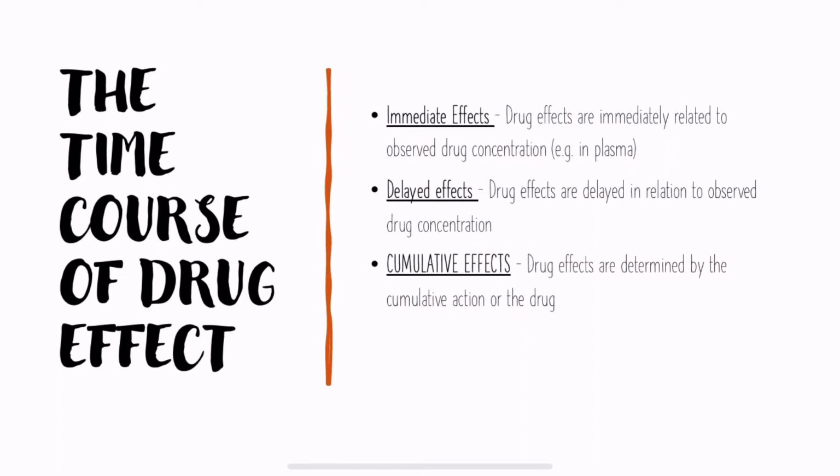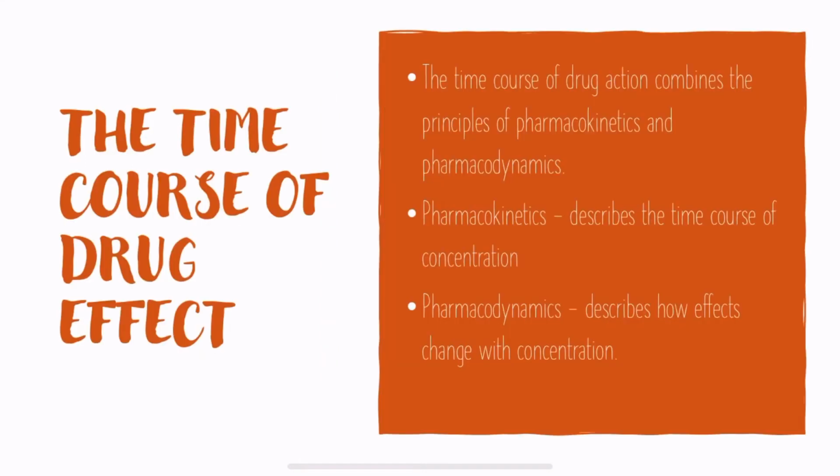So the time course of drug effect. Immediate effects: drug effects are immediately related to observed drug concentration, for example in plasma. Delayed effects: drug effects are delayed in relation to observed drug concentration. And cumulative effects: drug effects are determined by the cumulative action of the drug. So, the time course of drug action combines the principles of pharmacokinetics and pharmacodynamics. As I have stated, pharmacokinetics describes the time course of the concentration, and pharmacodynamics deals with how effects change with concentration.